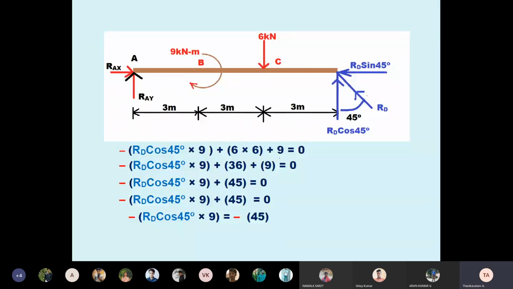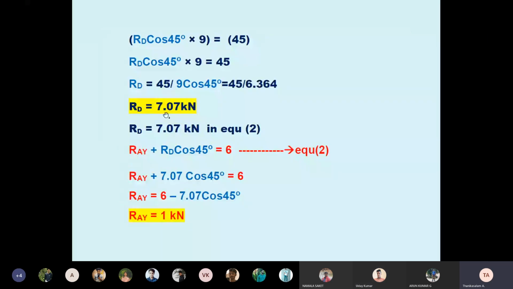We are taking moment with respect to A, no? So with respect to A it is clockwise. So plus 9. Okay. Therefore, 6 into 6, 36, plus 9. 9 is a moment already given. So 45. Therefore, it goes to the other side as minus 45, cancel it. Therefore, RD equal to 7.07 kilonewton after simplification.